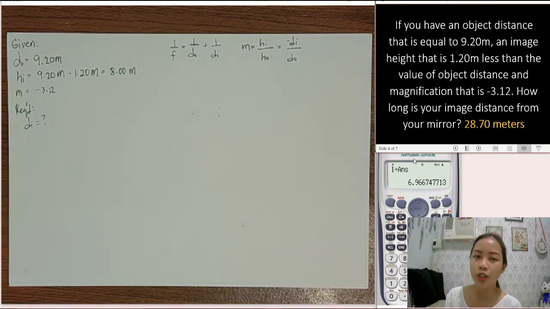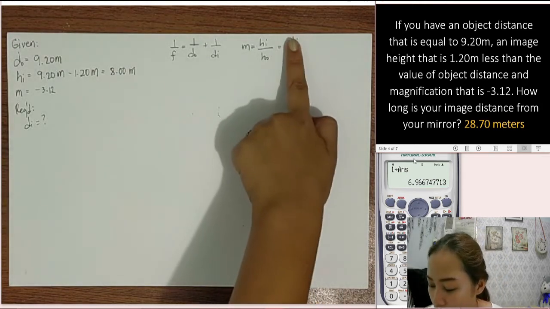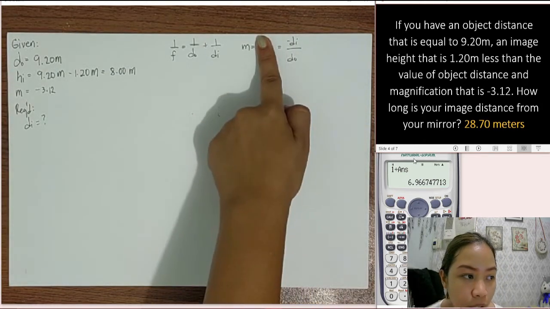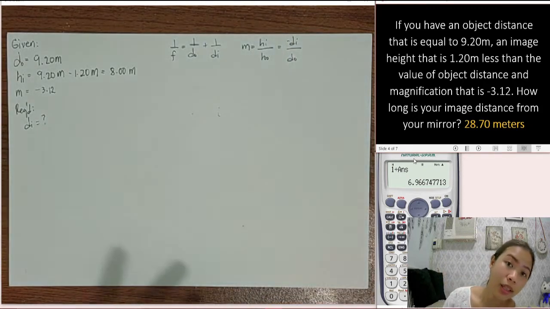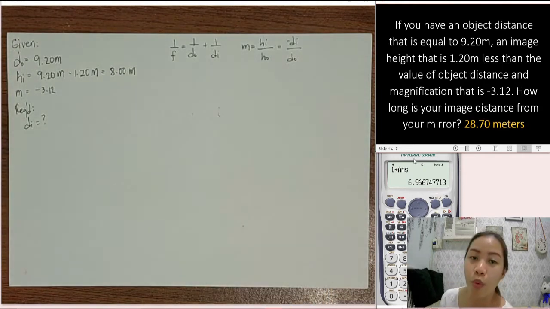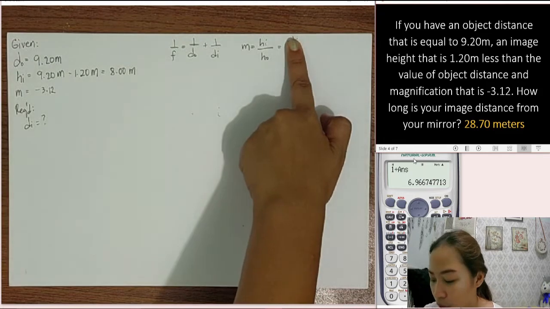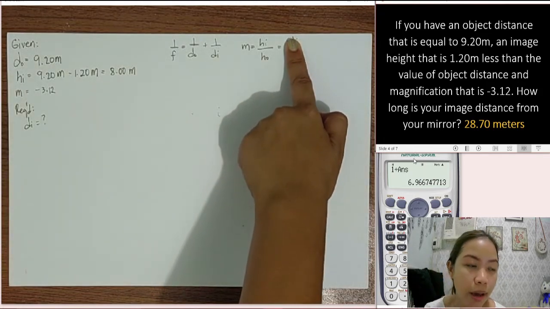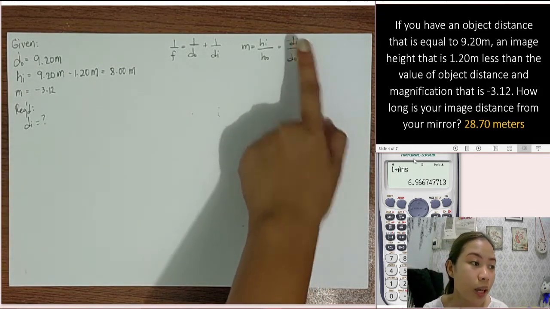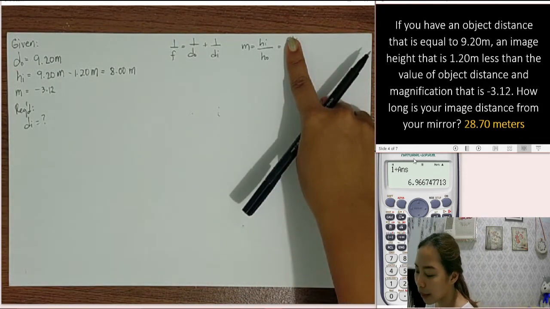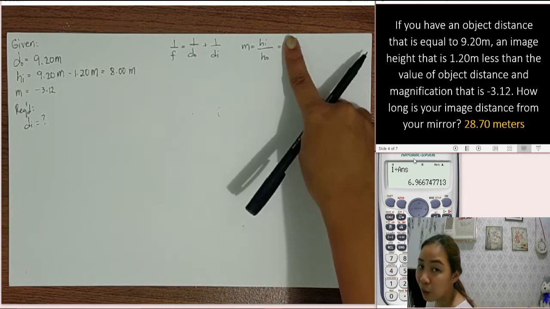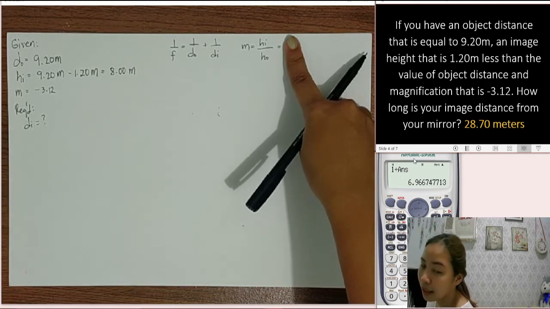In our second equation, we can use the three equations, so this is for the first equation, second equation, and the third equation. Now, let us have here this equation: M is equal to h sub i over h sub o. Take note, we don't have a variable for the d sub i. Meaning, it cannot be used, because we are looking for d sub i.